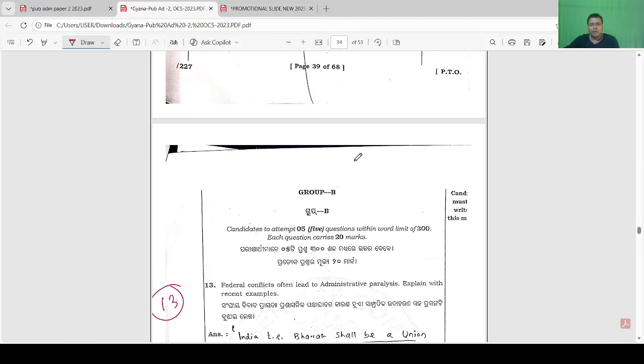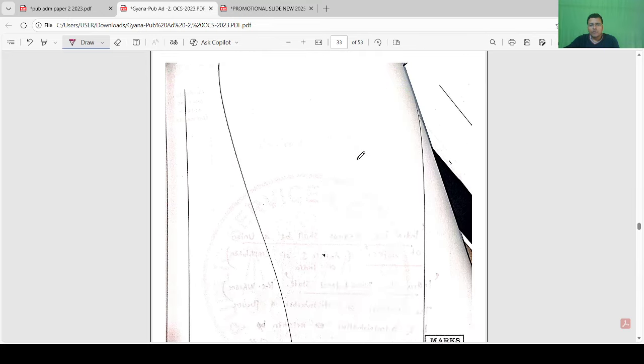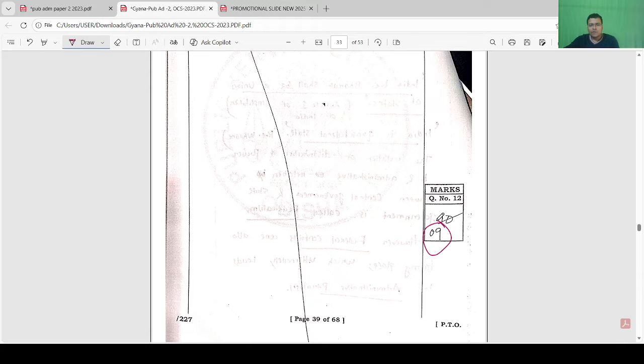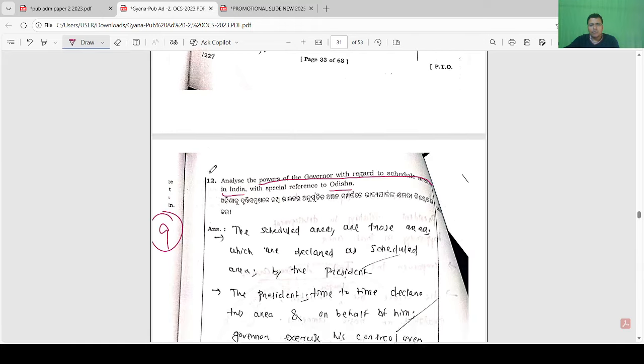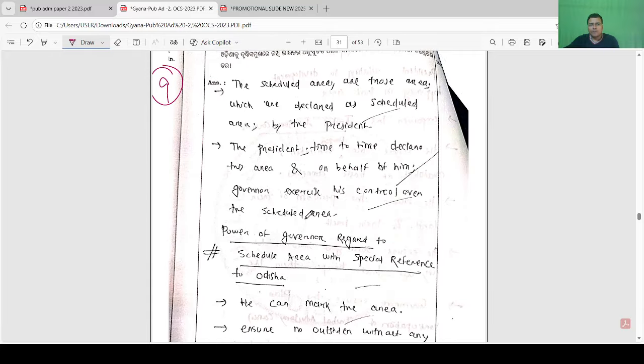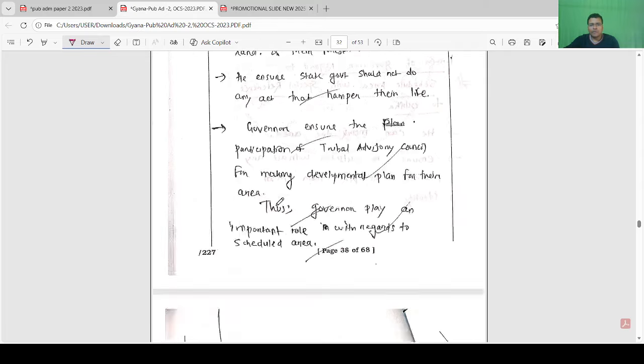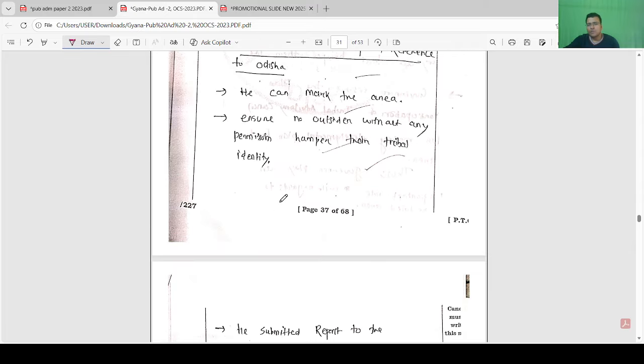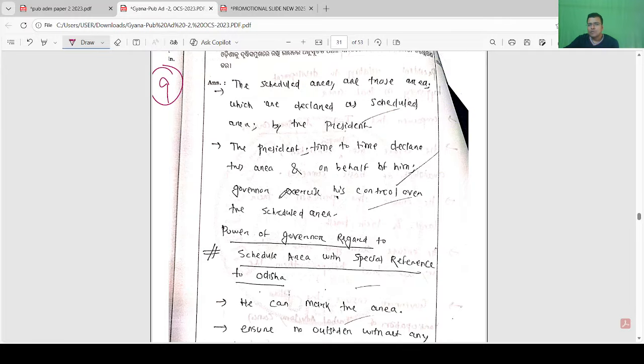Governor's role. It is only a 2 page answer, that's why 9 marks were given. There should be more, but the 2 page answer is finished and still he got 9 marks, which is very good. You should get 8 or 7. So first, write the intro in detail.